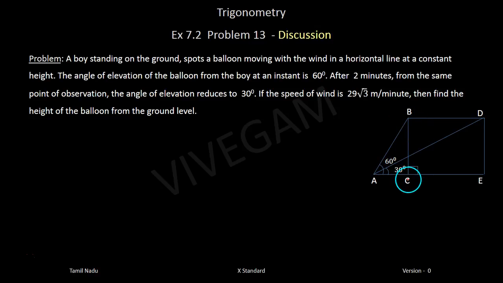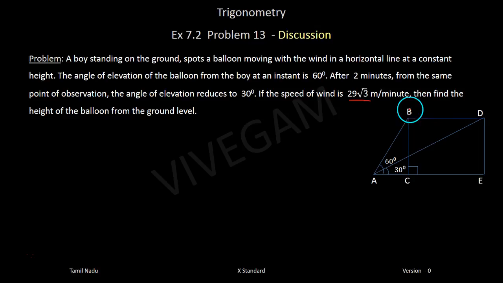So drop a vertical line here and drop a vertical line here and join. This is the ground level. AE is the ground level, and B is the initial position of the balloon, and D is the final position of the balloon. A is the boy. Now the balloon was here at the first instant, and the wind was moving at the speed of 29√3 meters per minute, and the balloon moves with the wind speed.